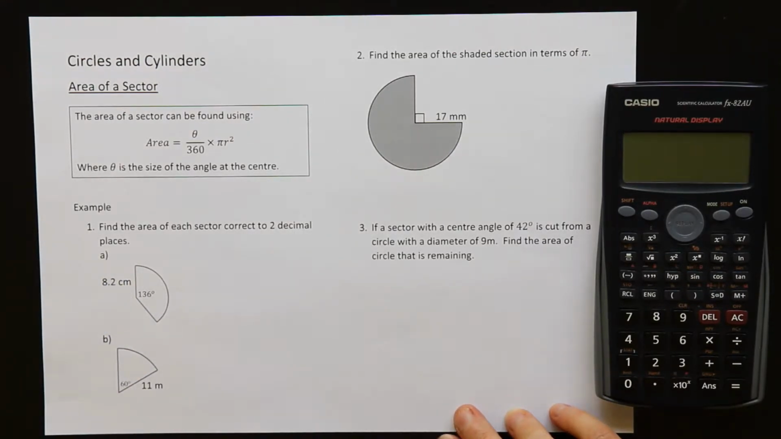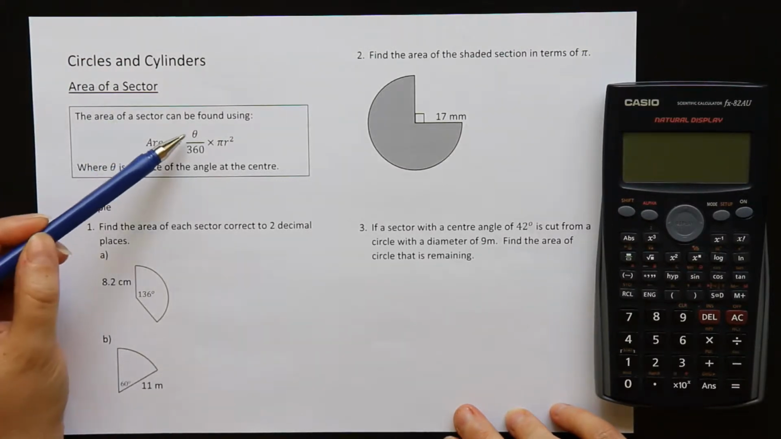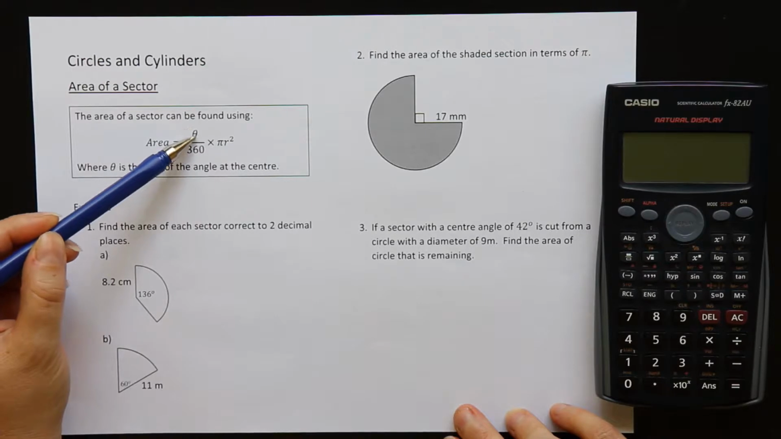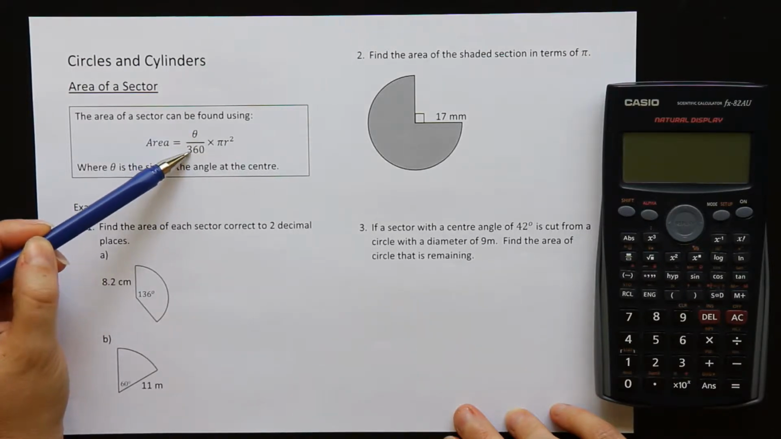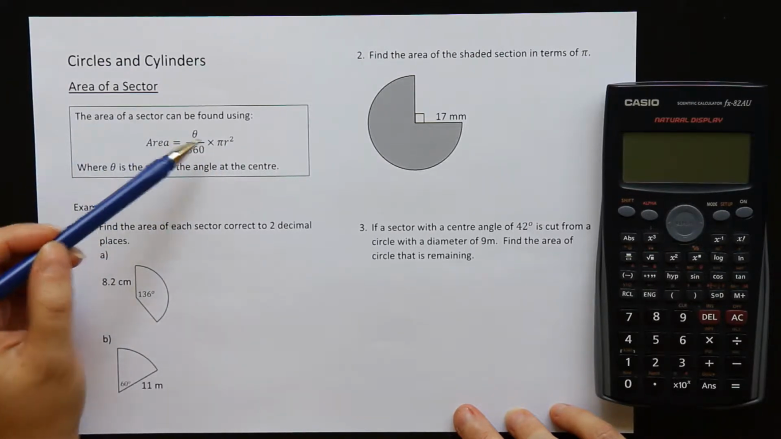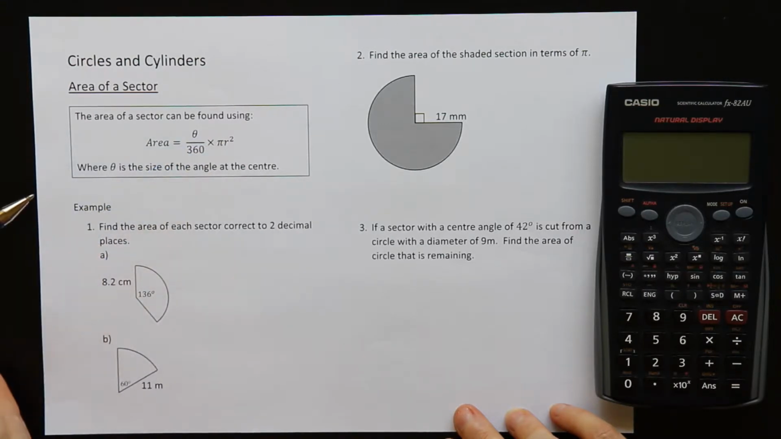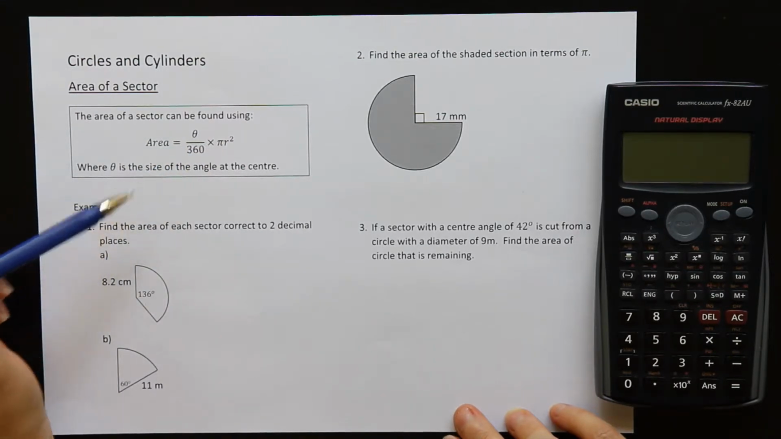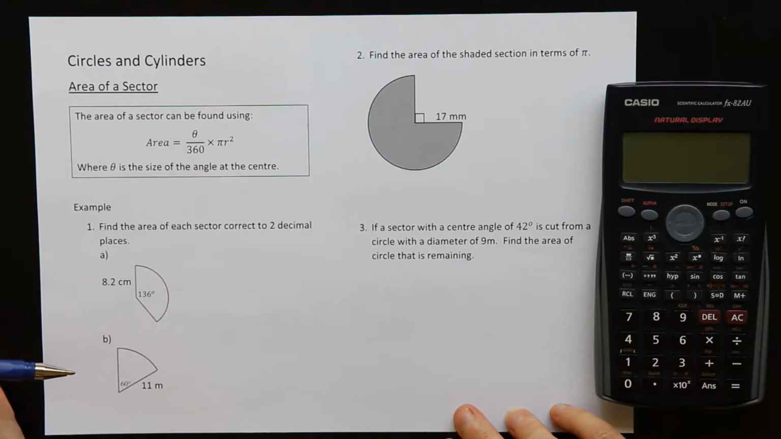Now if you remember also from when we did arc length, because this formula is very similar, we put the angle of the sector that we have over 360, but instead of multiplying it by the circumference formula like we did for arc length, when we're doing area, we want to multiply it by our area of a circle formula, the pi r squared. So here's our new formula, theta over 360 times by pi r squared, where theta is the size of the angle at the center.